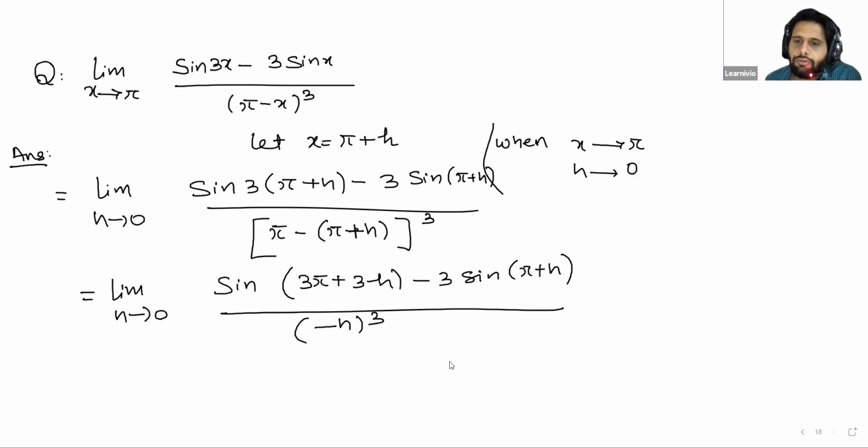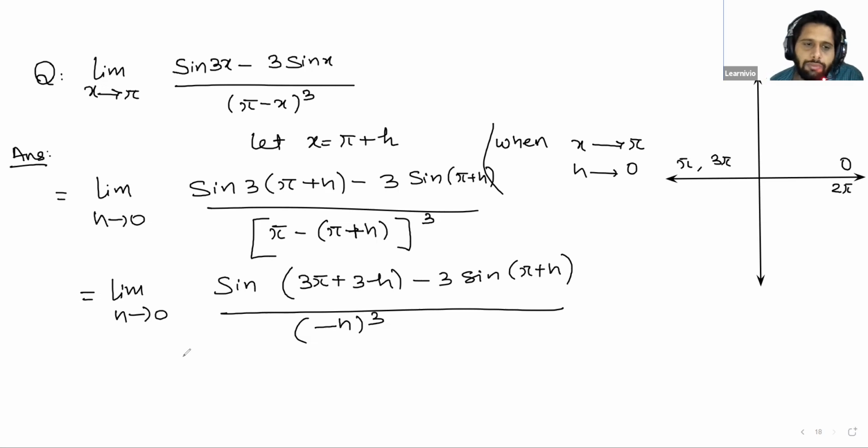Okay, so now we check. Now sin(3 pi plus 3h): 3 pi means this is 0, we moved to pi, 2 pi and this is 3 pi. So 3 pi plus 3h, Sparsh, in which quadrant will it lie?